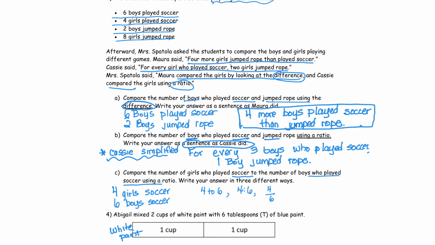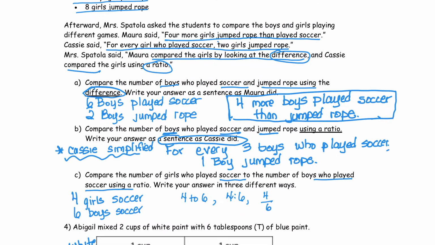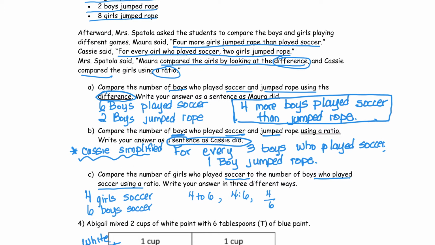We are on page 276, and let's follow along. Letter A, compare the number of boys who played soccer and jumped rope using the difference. Write your answer as a sentence as Maura did. So what you had to do was go back and read the paragraph prior, and remember, in this unit, there are going to be more situations of reading and analyzing. So for equivalent ratios, there's going to be a lot more reading involved. And remember that ratios compare and order is important.